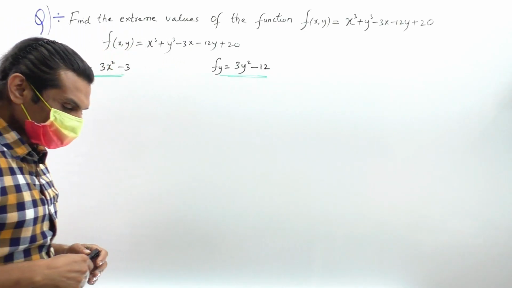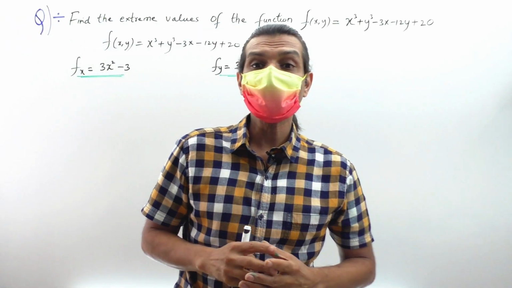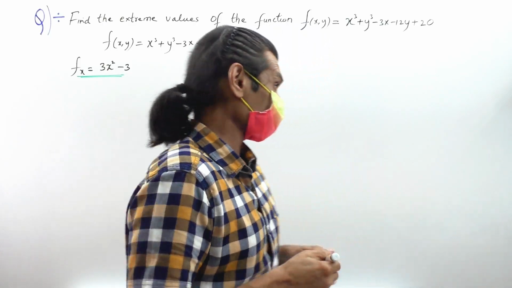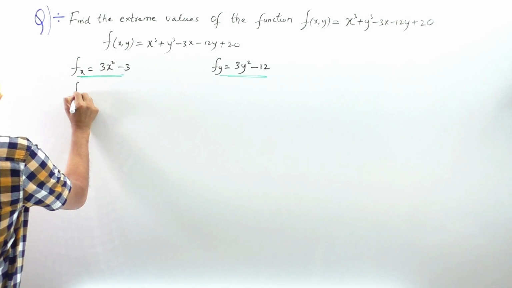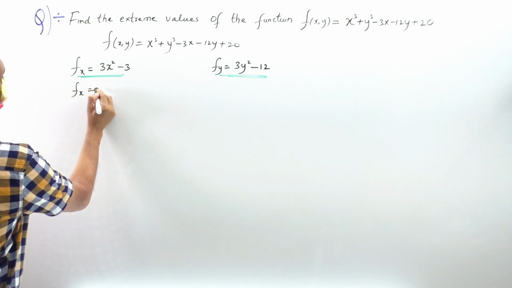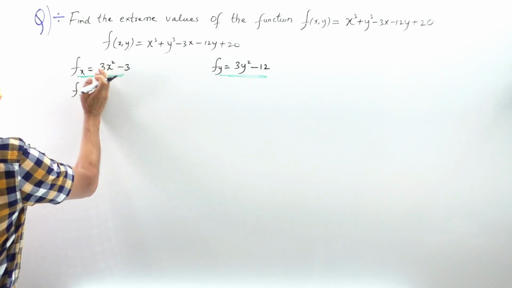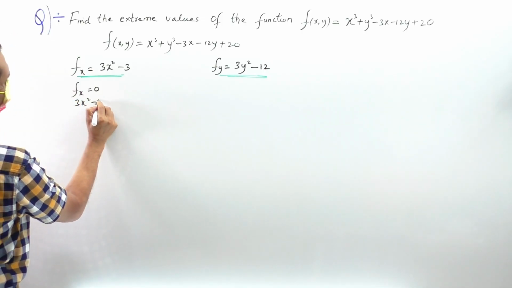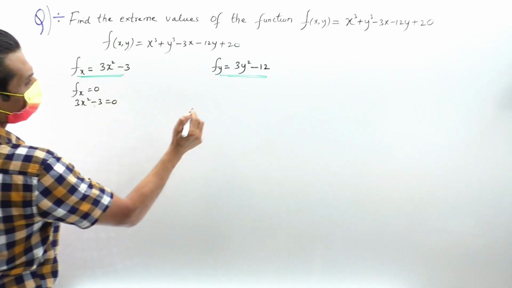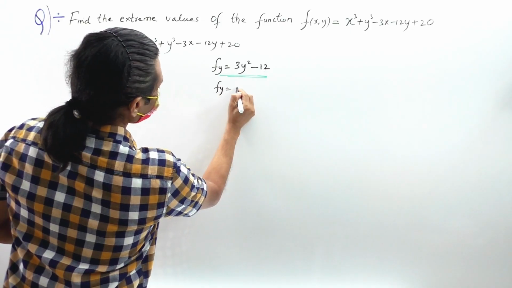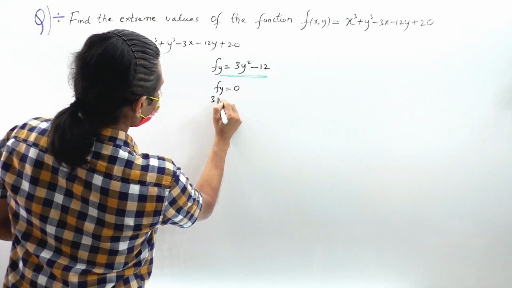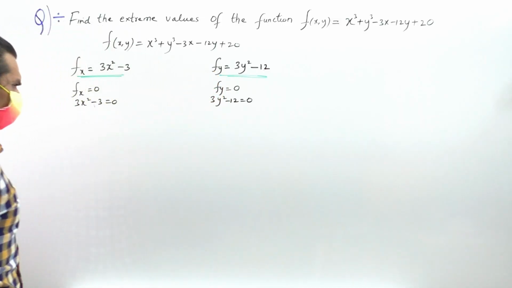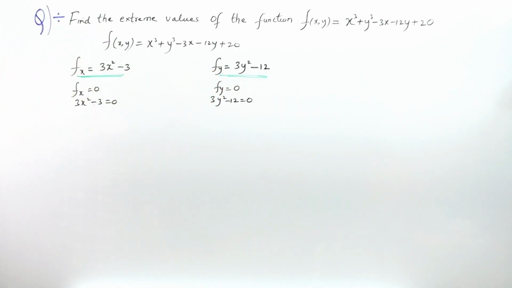Now, the next thing is we assign fx is equal to 0 and fy is equal to 0 to find the stationary points. Let us do it here. So, fx is equal to 0 implies 3x square minus 3 equals 0, and fy equal to 0 implies 3y square minus 12 is equal to 0. Let's solve these equations now to find ordered pairs.